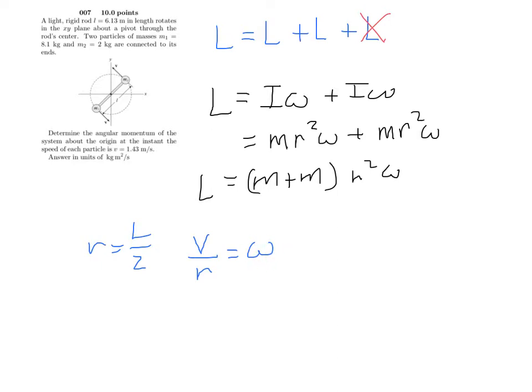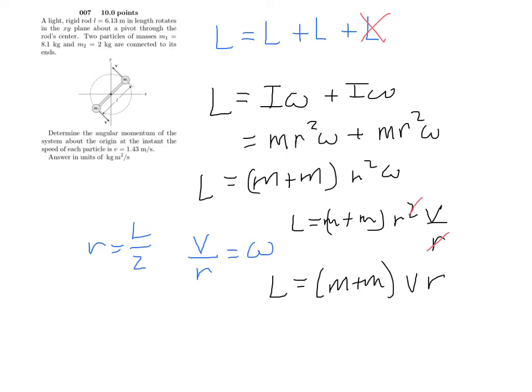Well, now I have to make some substitutions, but if I substitute omega first, you will see that I'm going to get m plus m times r squared times v over r. What's neat about that is that this r will cancel out with one of these. So what I wind up with is even easier. My angular momentum is going to be the sum of the masses times v times r. And here I see that r is L over 2, and I can plug that in there, and I'm all set.